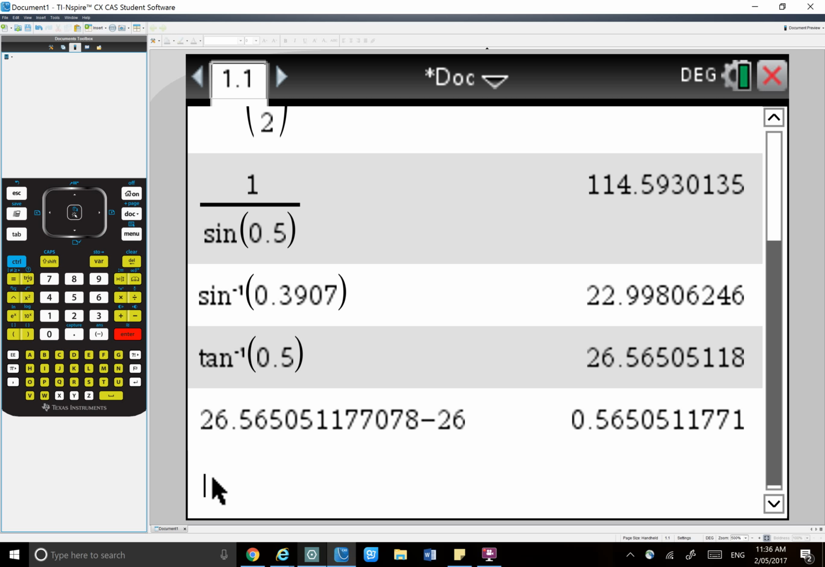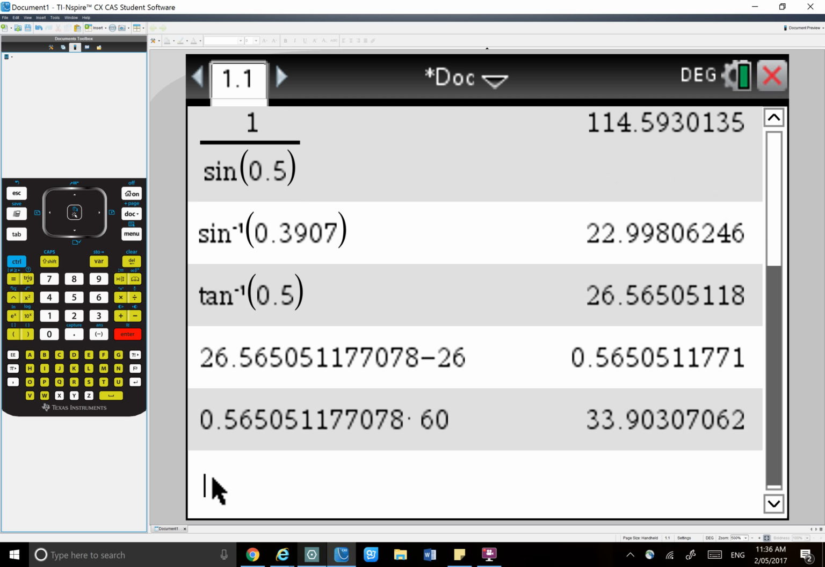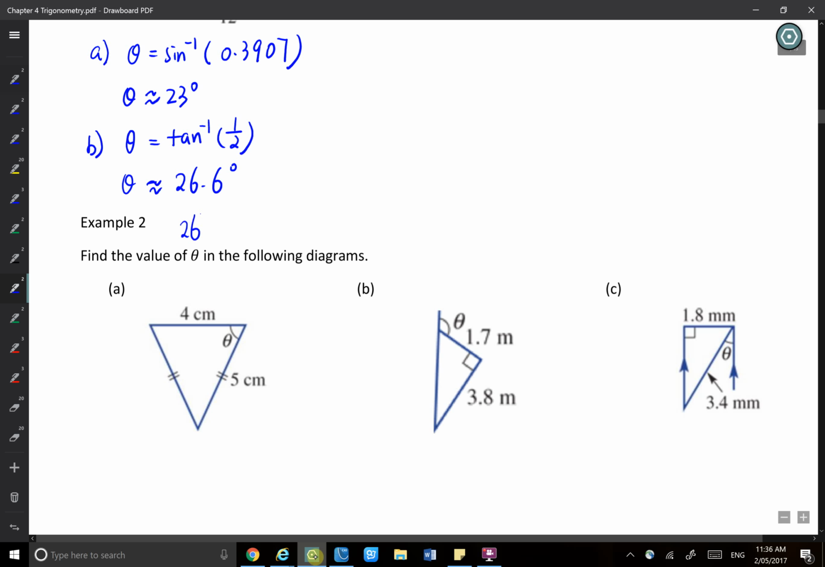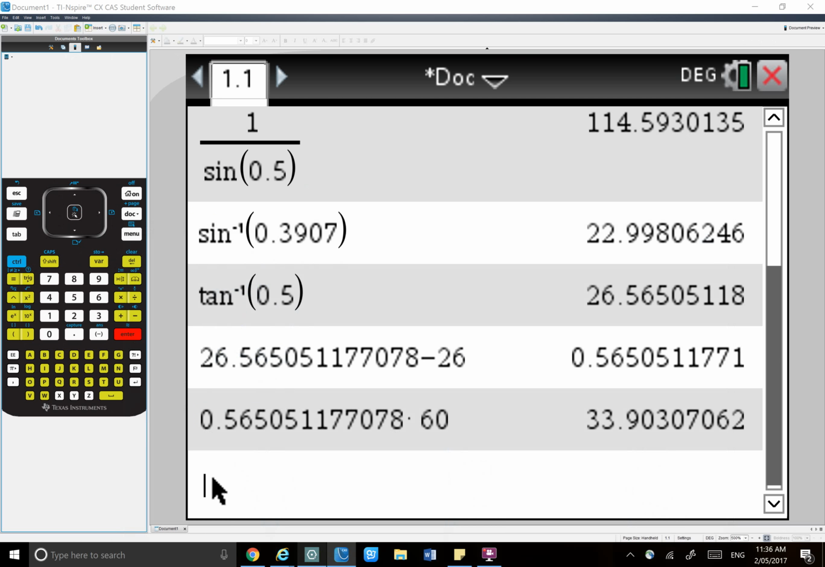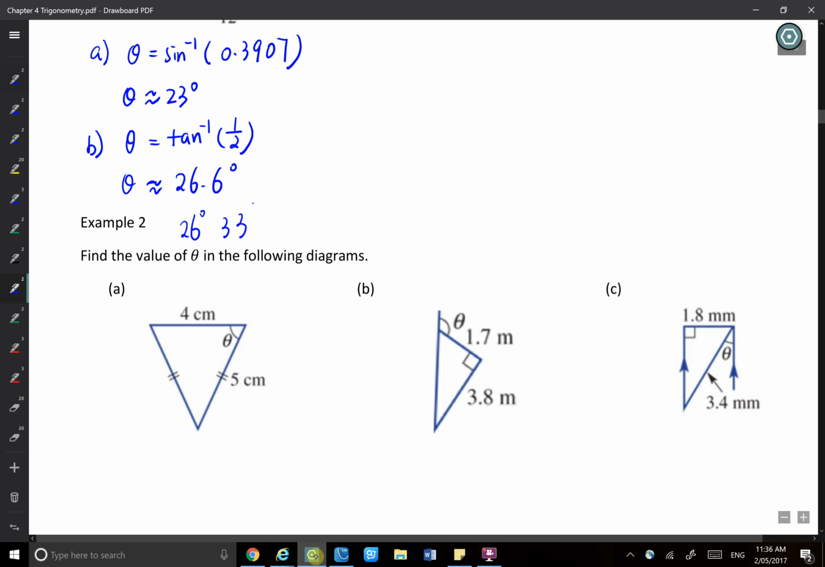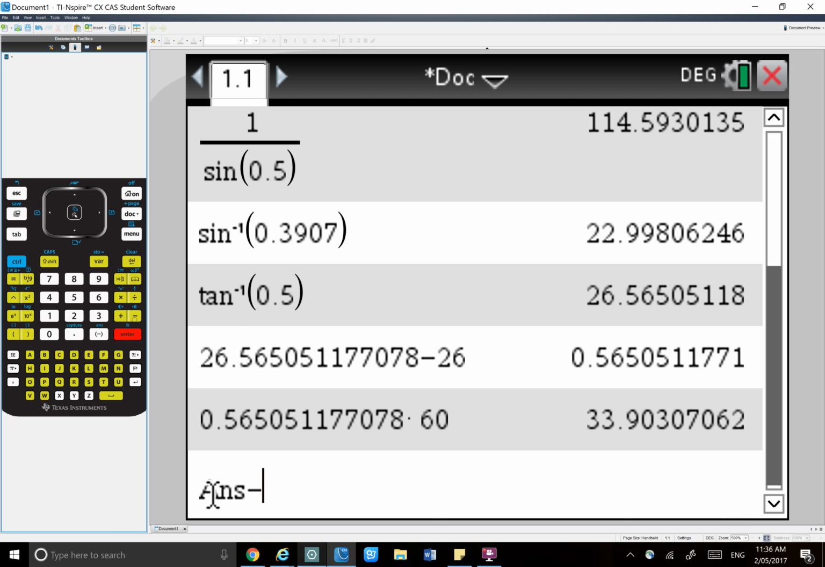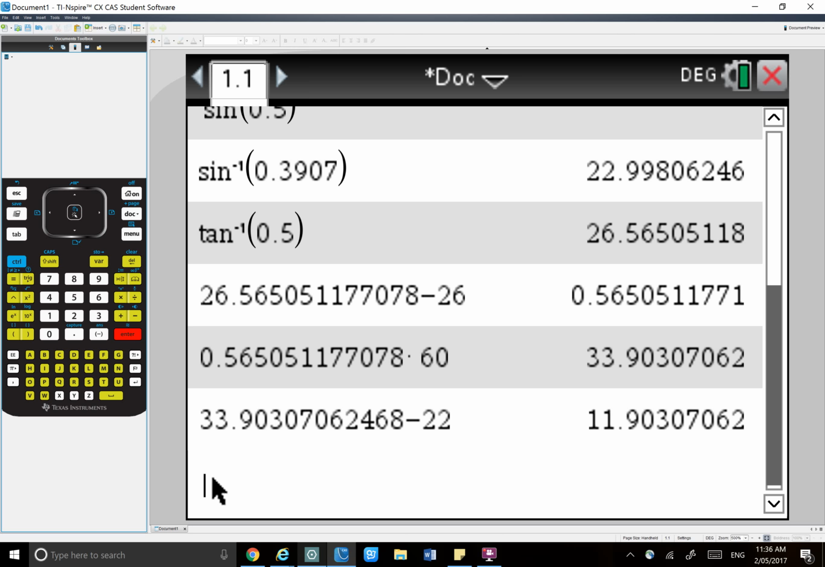And I can multiply this number by 60. I want to see how many minutes that is. That's 33.9. So that's 26 degrees and 33.9 minutes. It's not 34 yet, it's 33 minutes. Okay, 33 minutes. And I will subtract 33 as the whole part.